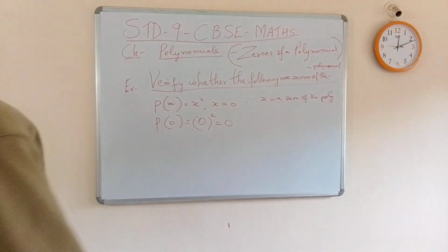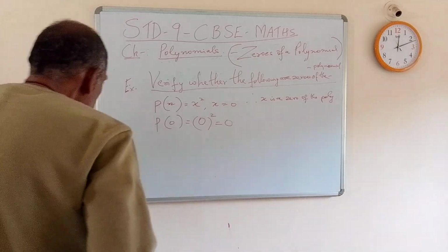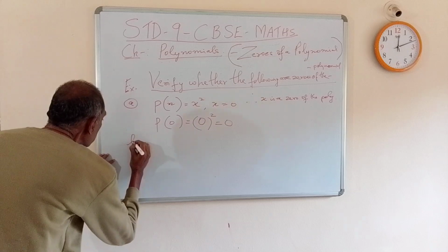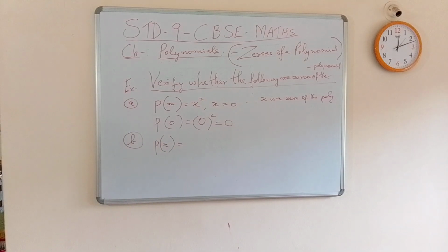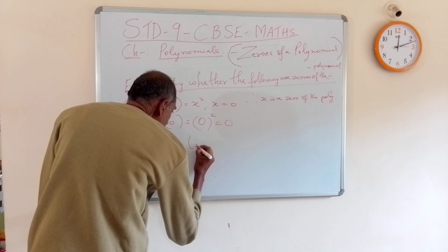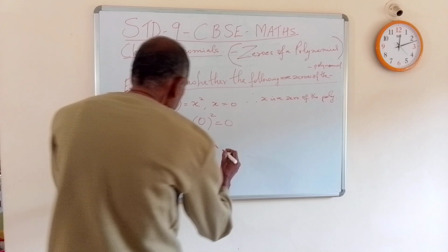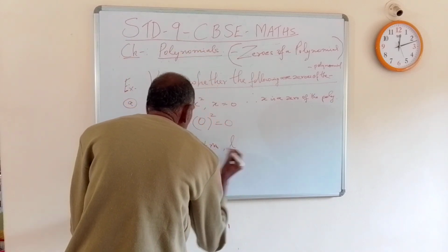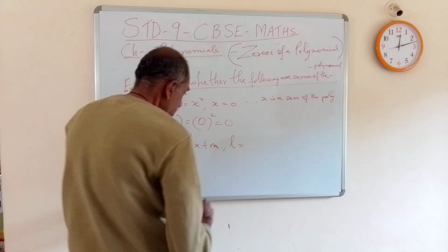We'll do next. This is A, then we'll do one more, B. p(x) is equal to lx plus m, and x is equal to minus m upon l.